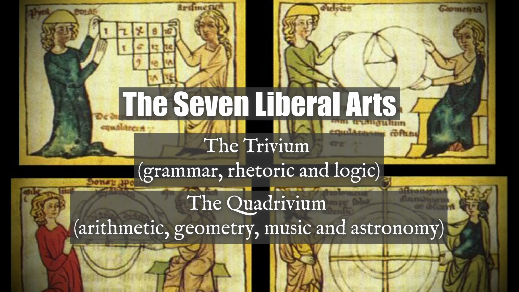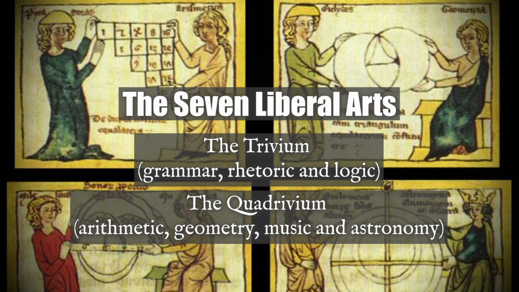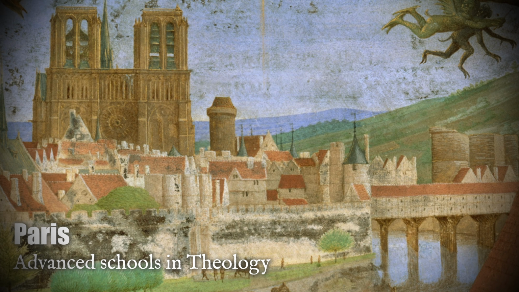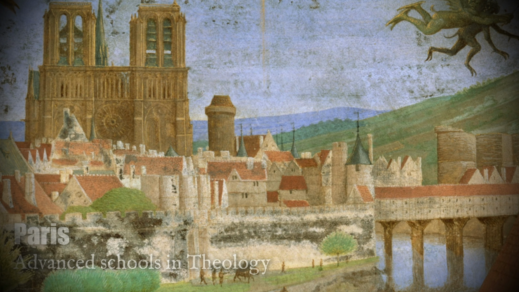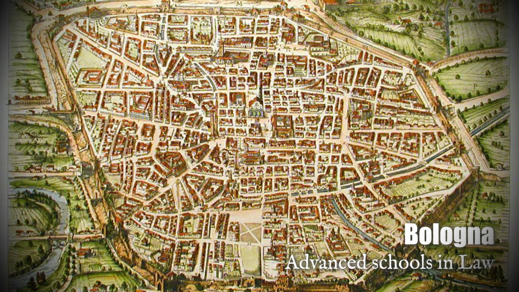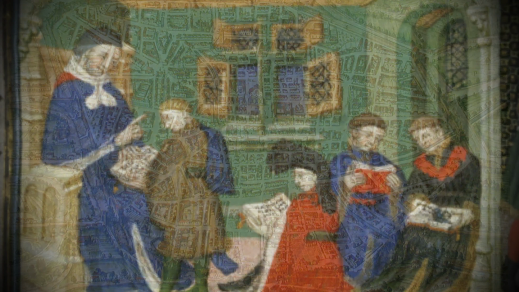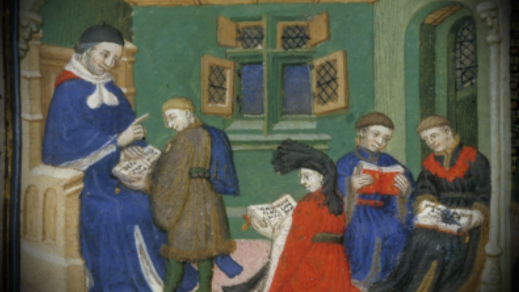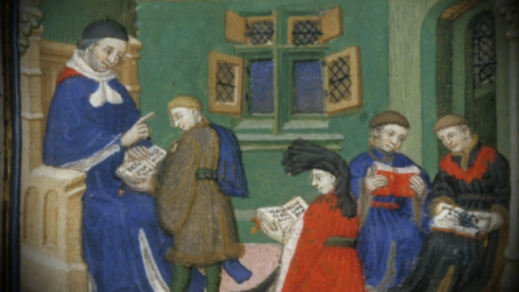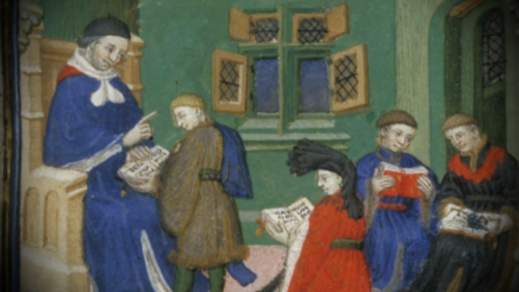After studying the liberal arts, some students would go on to specialize, depending on which city they were in. Paris became known for its advanced schools which taught theology, and Bologna became known as the place to study law. Students who finished these advanced programs could go on to serve popes, bishops, kings, and emperors as part of a growing army of literate bureaucrats.